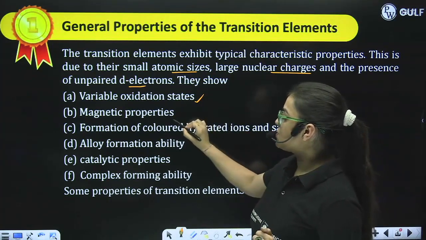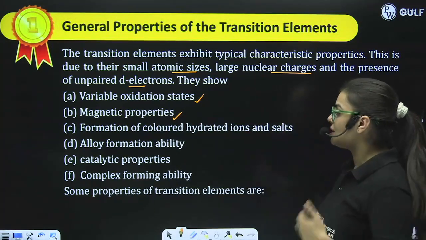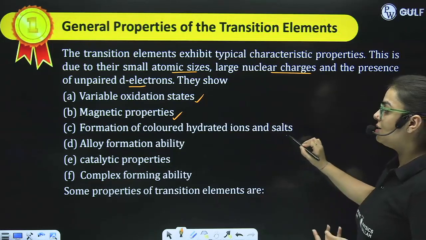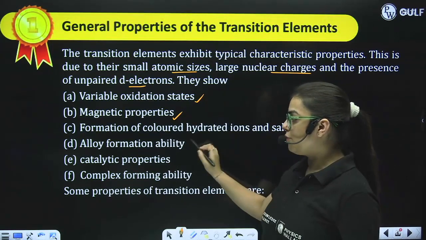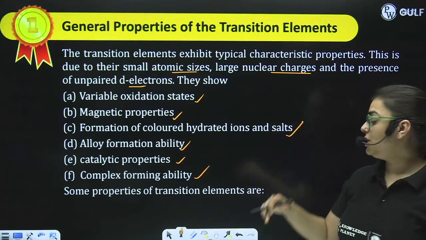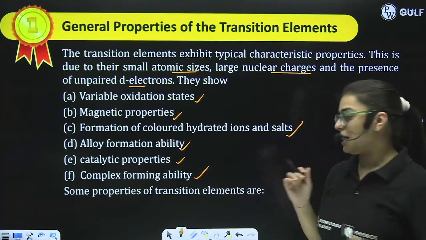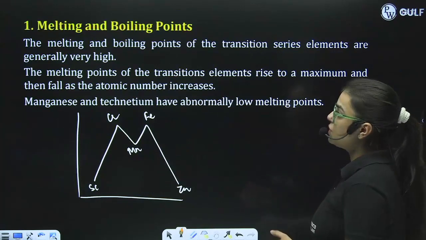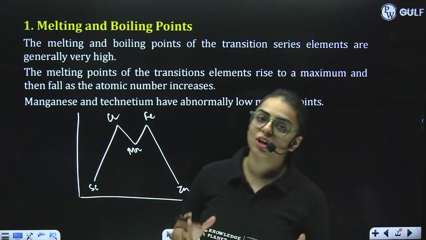The next property is magnetic properties. Other than this are formation of colored hydrated ions and salts, alloy formation ability, catalytic properties, and complex forming ability. So these are some properties that the transition elements exhibit. Let's start with the very first property, the melting point and the boiling point.